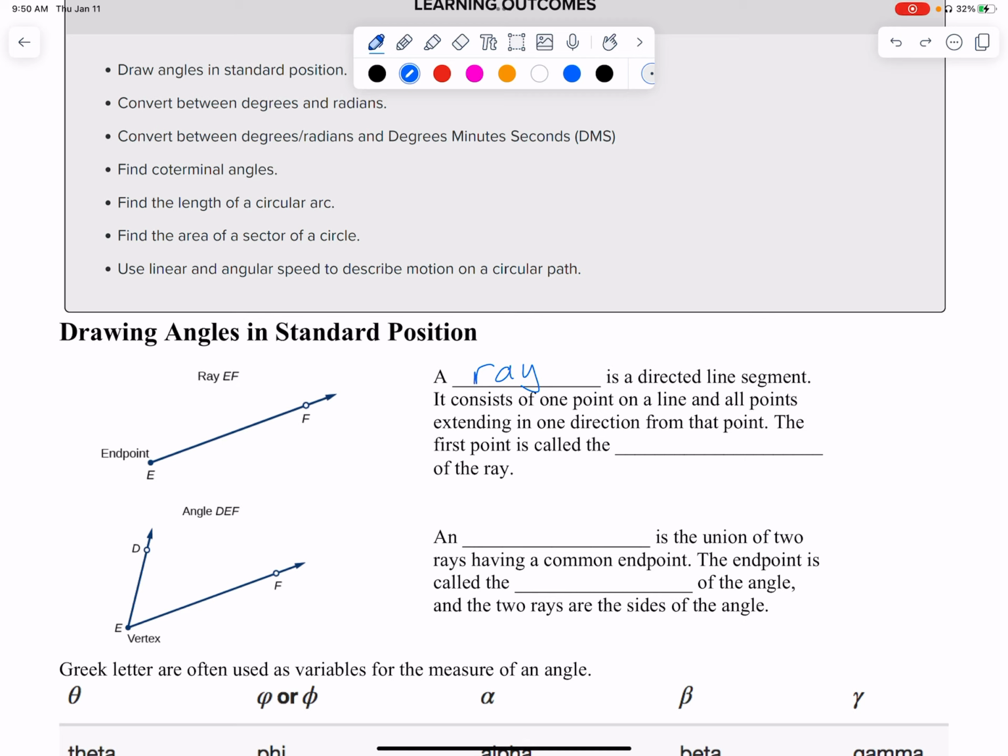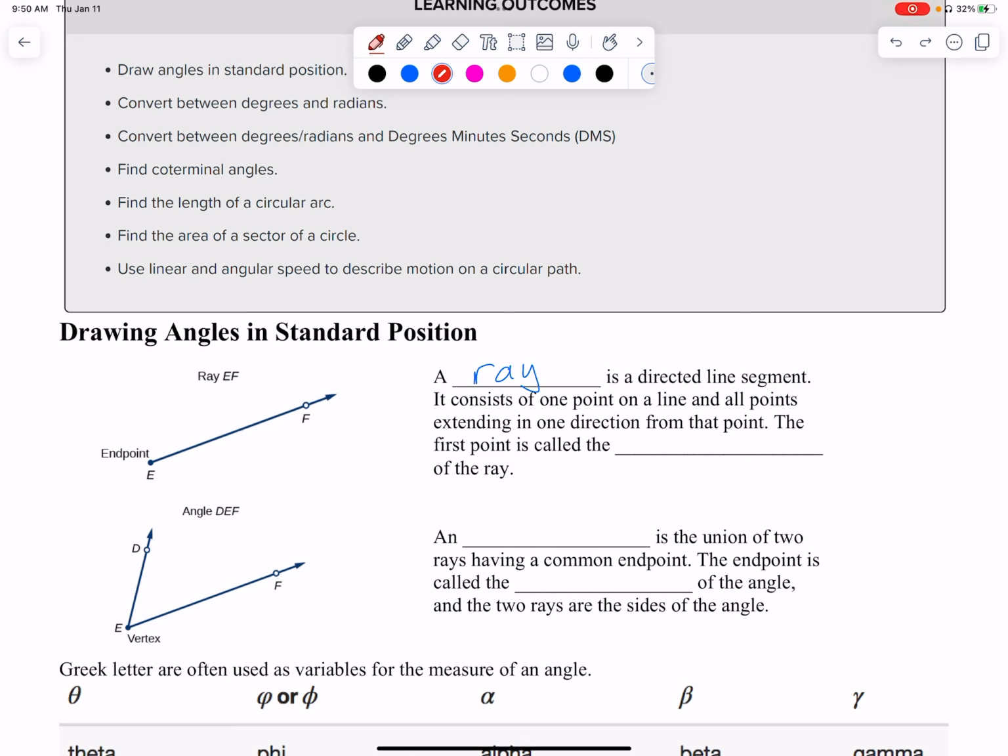Those of you that are STEM majors and you're going to go forward and you're going to see me later through calculus. In Calc 3, we start talking about three-dimensional calculus, and this directed line segment or ray, or what is called a vector, is extremely important. Okay, it consists of one point called the endpoint. That's right here. So there's my endpoint, and then it goes to another point F, and it just extends one direction through that point.